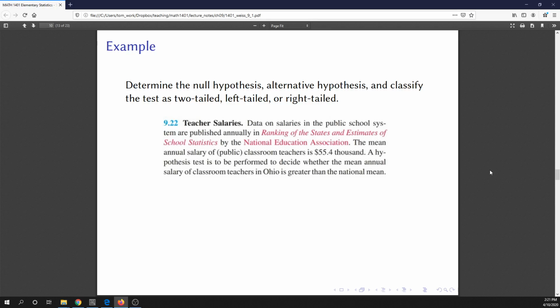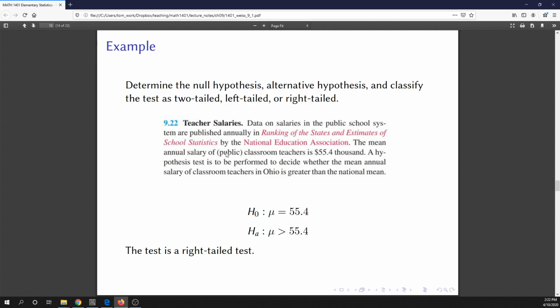Okay, so again, looking at the way they talk through the hypothesis test that they are going to perform, we see one of the keywords, greater than. So they're trying to decide whether the mean is greater than the national mean. So we know already the form of our alternative hypothesis. It's going to be that the mean is greater than whatever the national mean is.